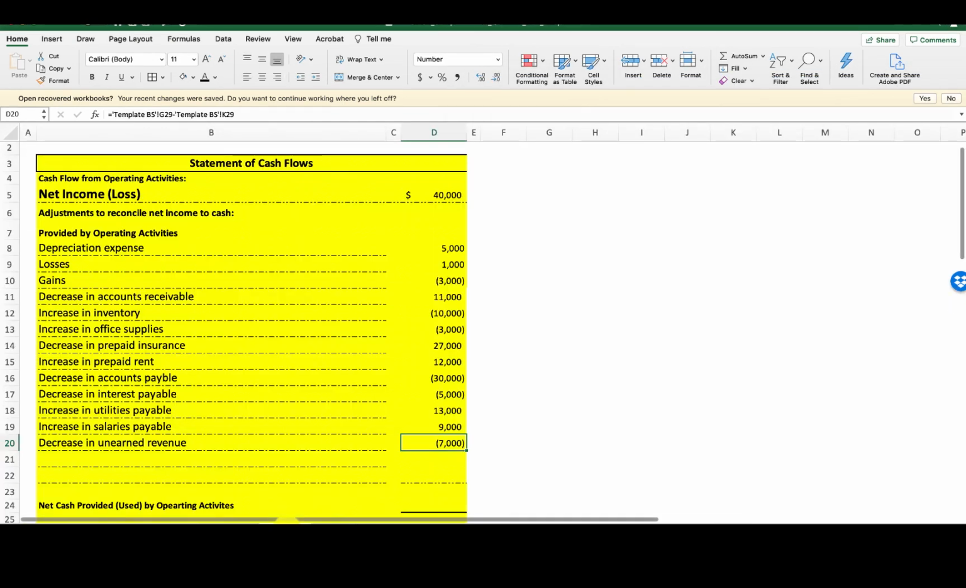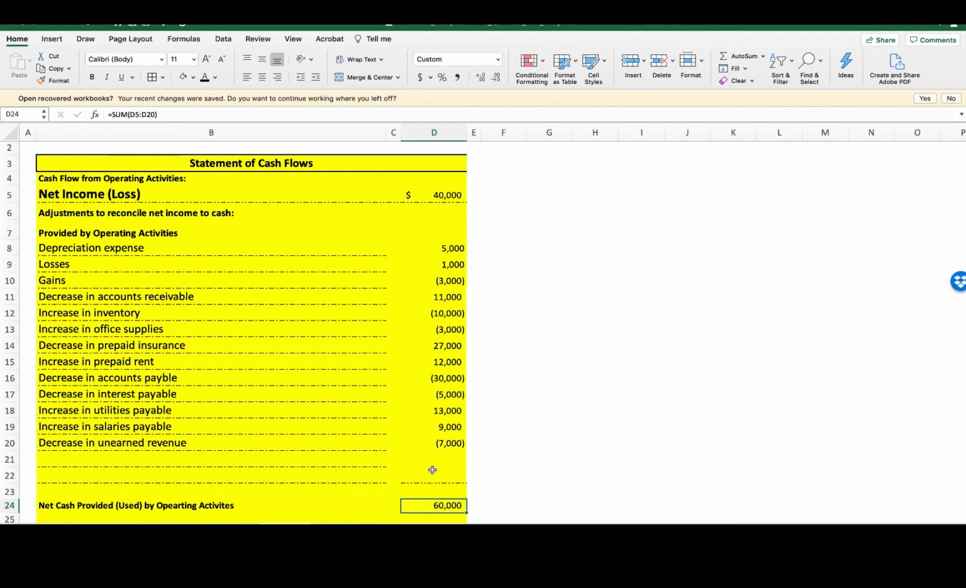When you finish all of these things, then you add. One of the big mistakes people make is they forget to include net income. So you have to take net income. You're going to add the 40,000 plus all of these numbers. You're going to add all of these numbers together. And then you will get your net cash from operating activities. So you have net cash provided by operating. If this is positive, this is net cash provided by operating activities. If this is negative, this is net cash used by operating activities.